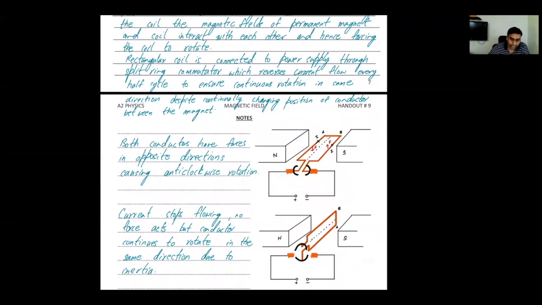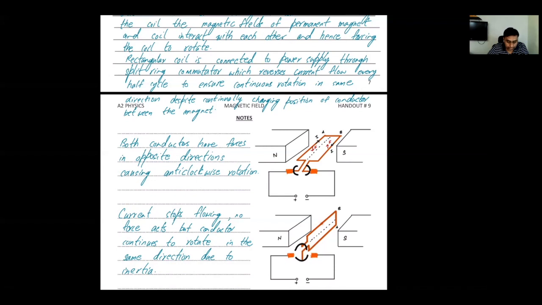The gaps between the split rings are deliberately made such big size so that when it becomes exactly vertical, there is no contact of the carbon brushes with the split rings, and hence no current would flow. And as no current would flow, there would be no force.